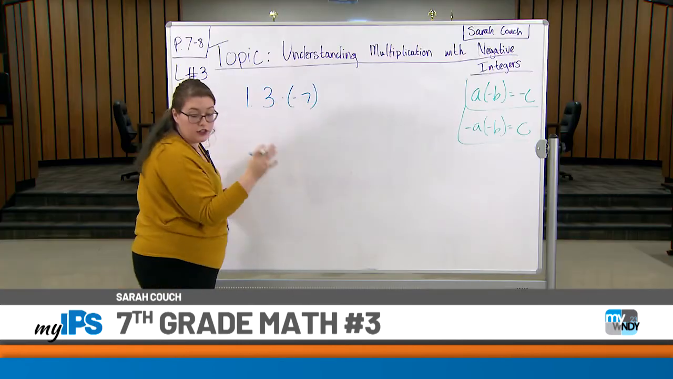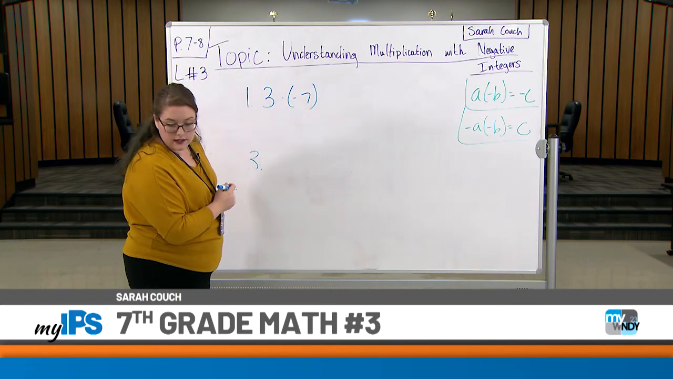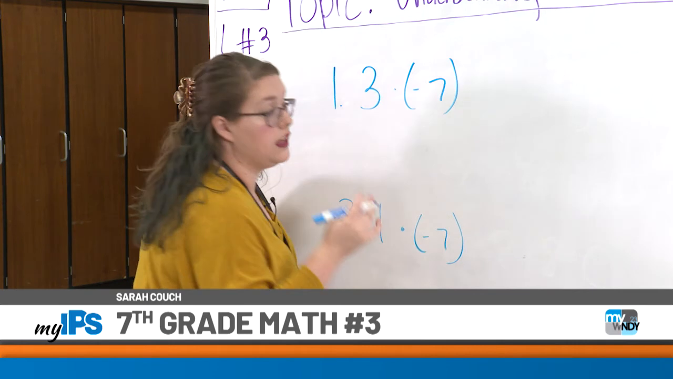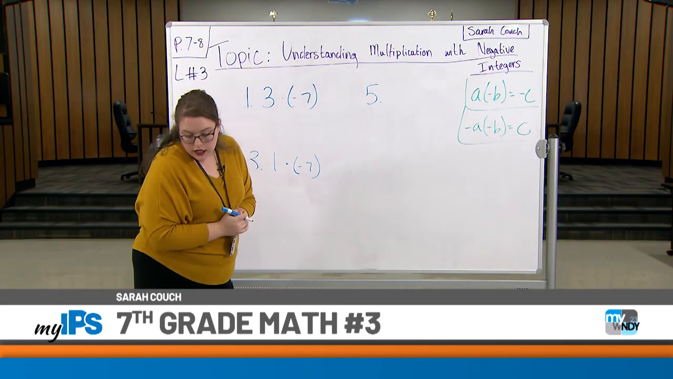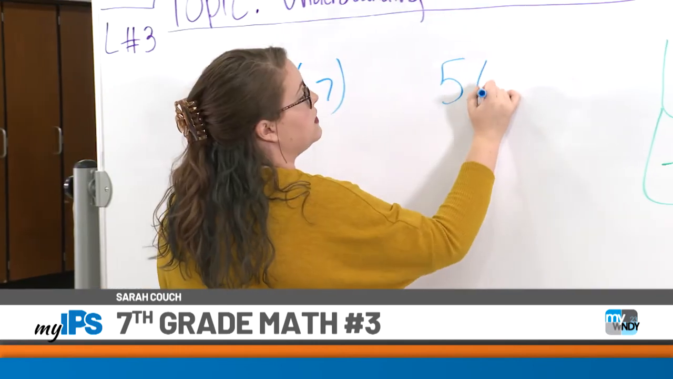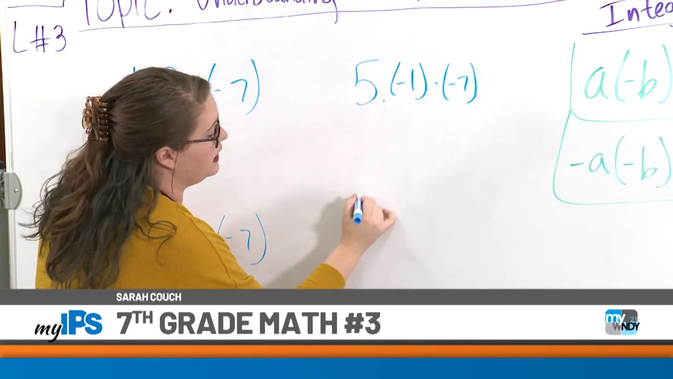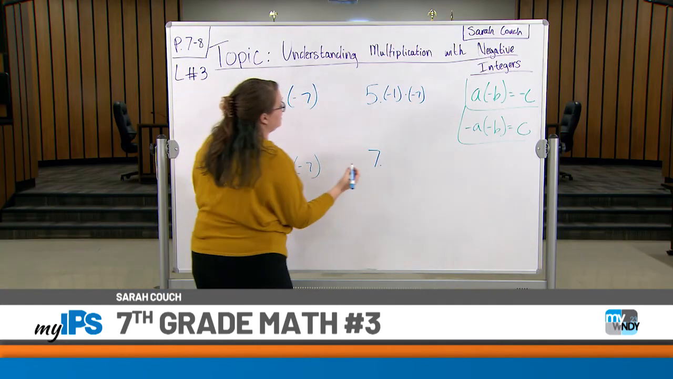And then I'm not going to do number 2. I'm going to do number 3 with you. And that is 1 times negative 7. And then not number 4, but number 5, which is negative 1 times negative 7. And then 7, negative 3 times negative 7.